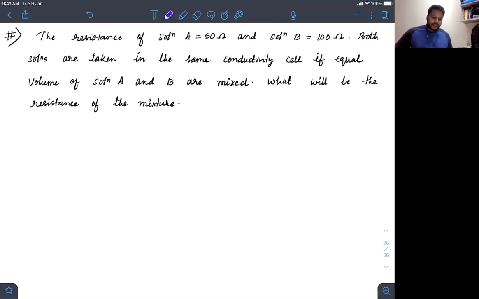Resistance of solution A and solution B is given. Both solutions are taken in the same conducting cells. If equal volume of A and B are mixed, what will be the resistance of the mixture? I told you, we can add the conductivities, not resistance. So use that logic and get it.